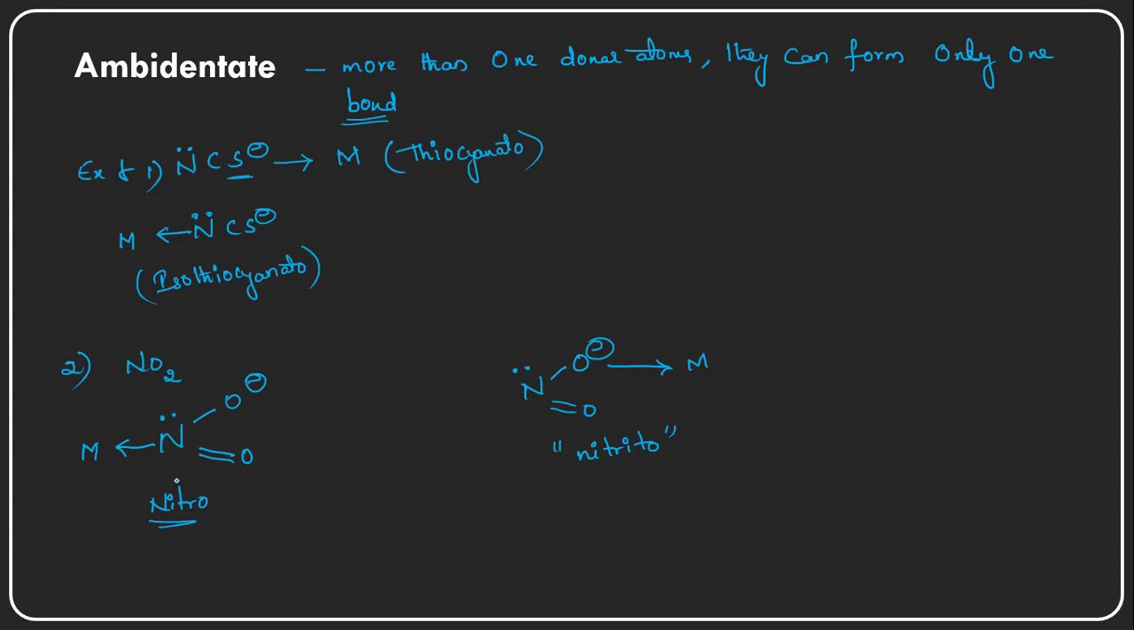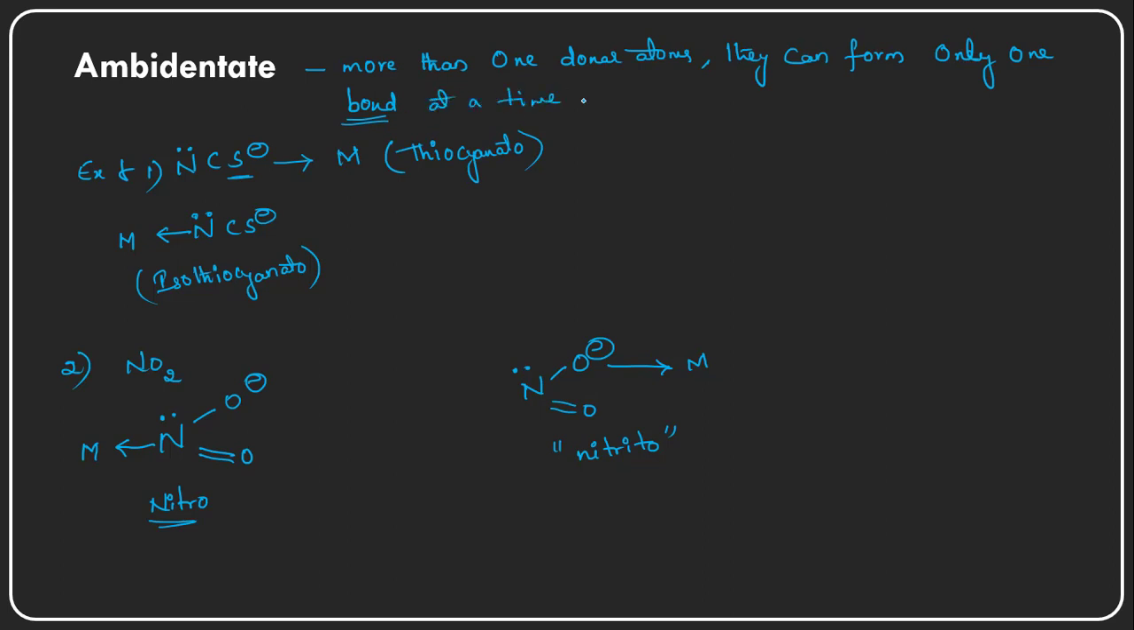This kind of molecule is called an ambidentate ligand. Even though they have more than one donor atom, they can form only one bond at a time.